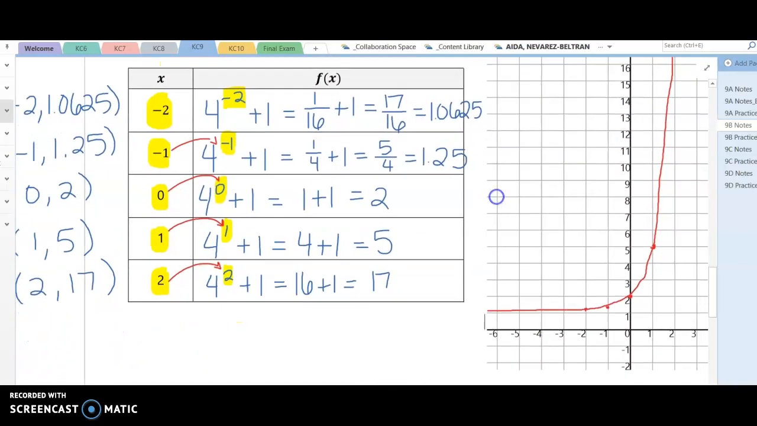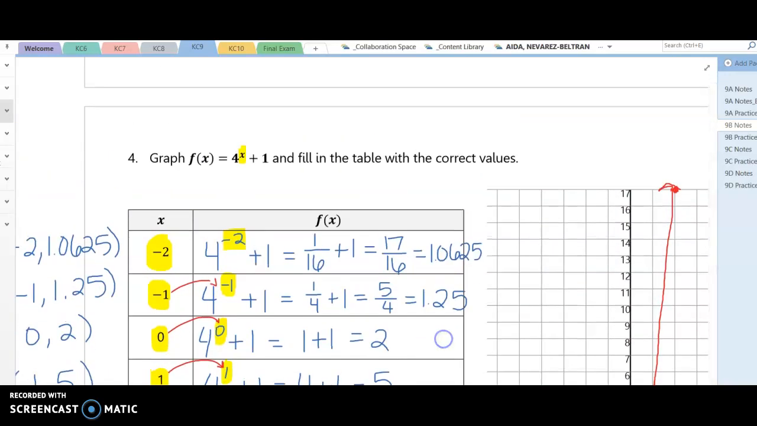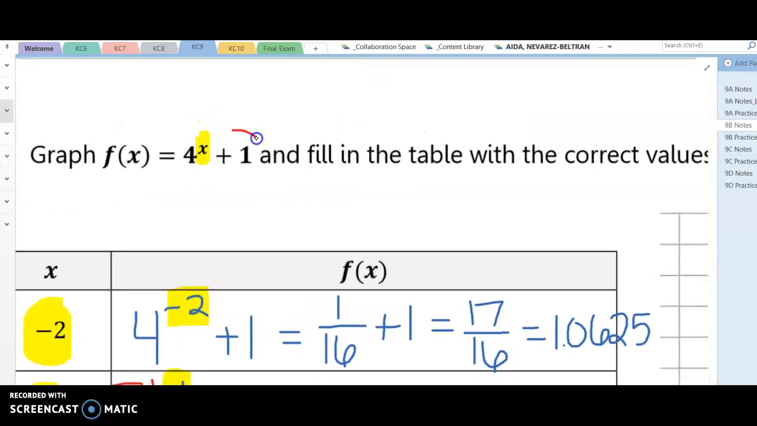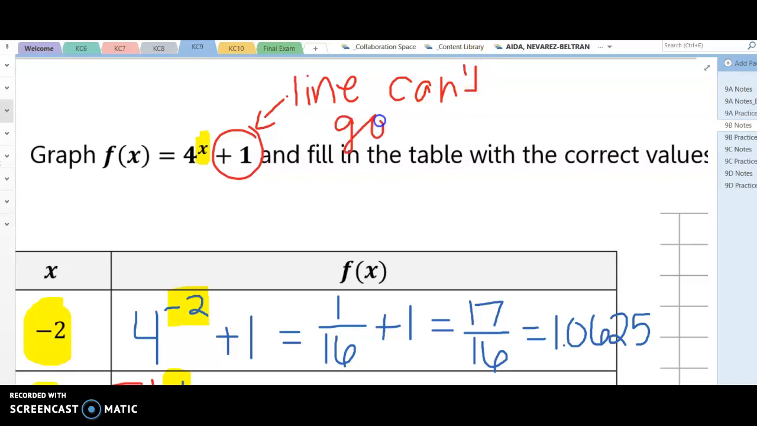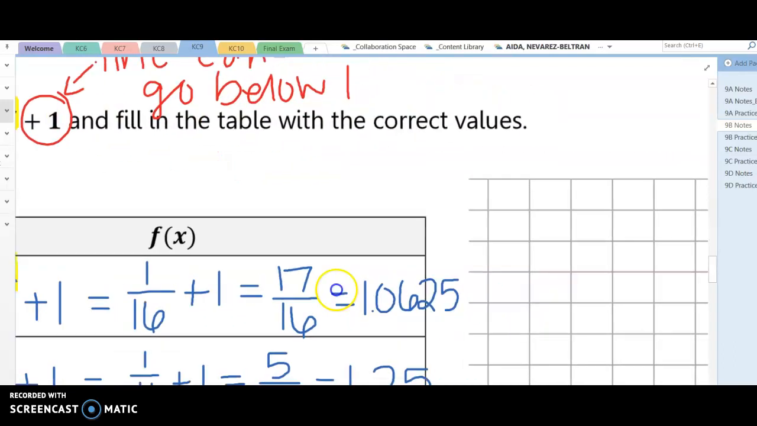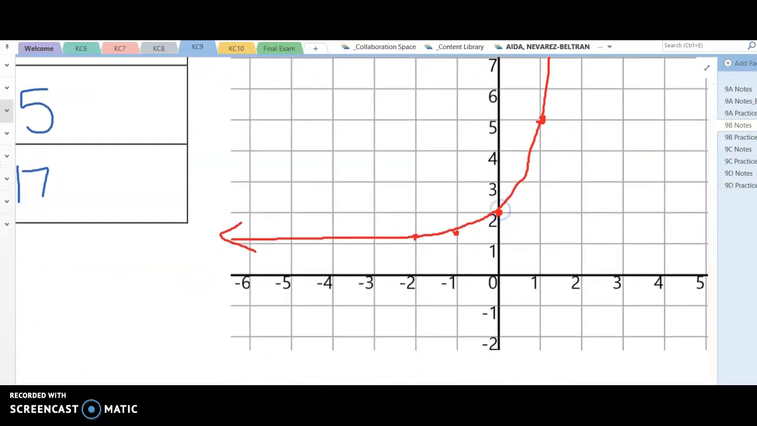And so the other thing to mention is, okay, this +1 is kind of like your y-intercept almost. So this tells you that your line can't go below 1. So if you're looking at my graph, you see it doesn't go below 1.